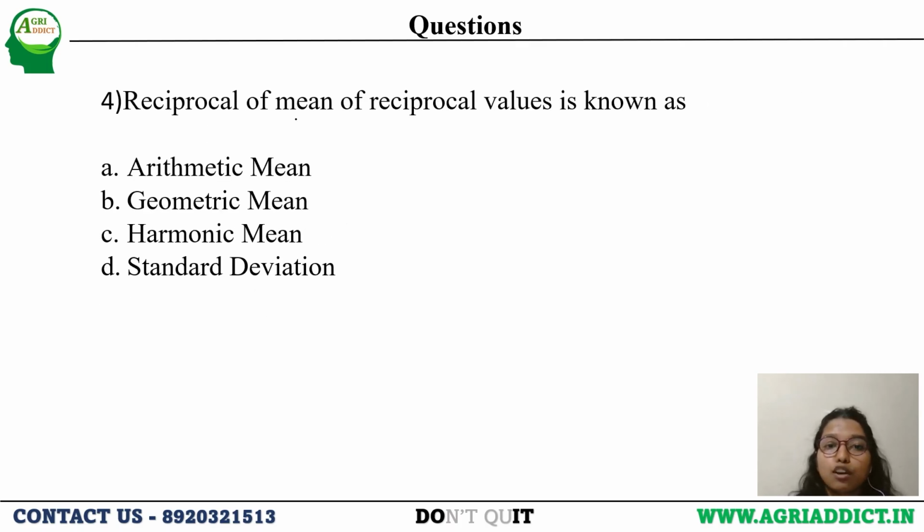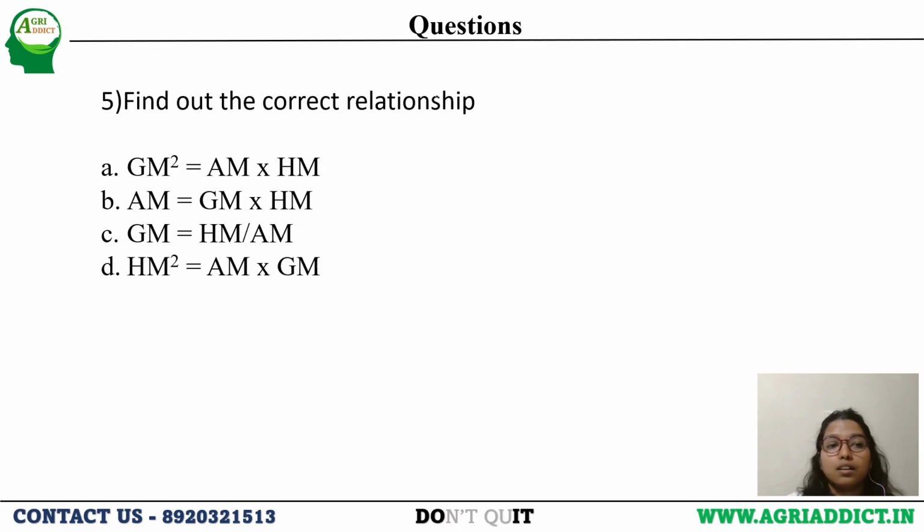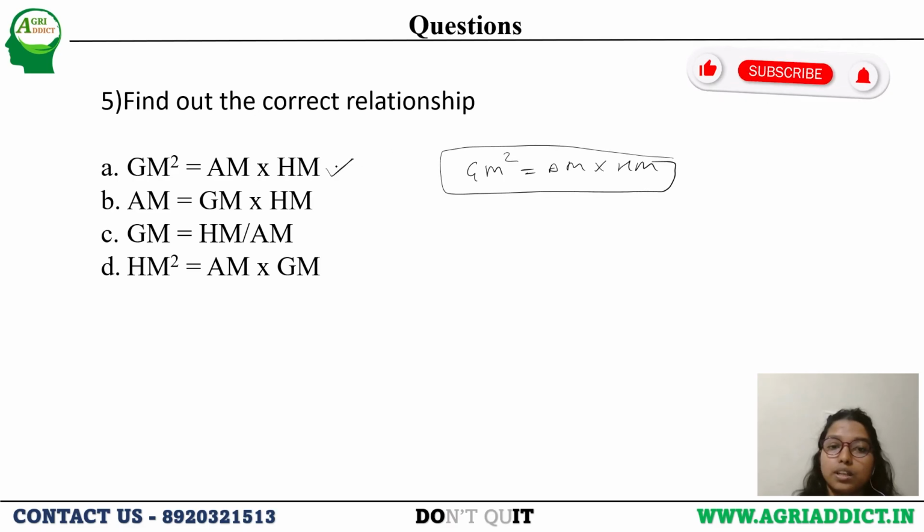Fourth: the reciprocal of the mean of reciprocal values is known as? We just studied this. This is harmonic mean. So option C is correct here. Fifth is find out the correct relationship. We studied that GM squared is equal to AM into HM. So which option is correct? It's the first one.